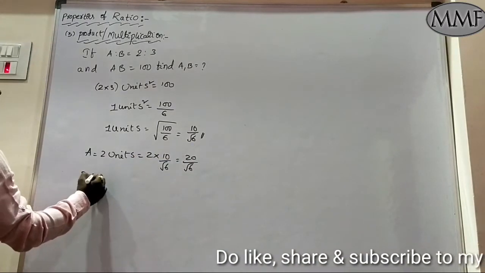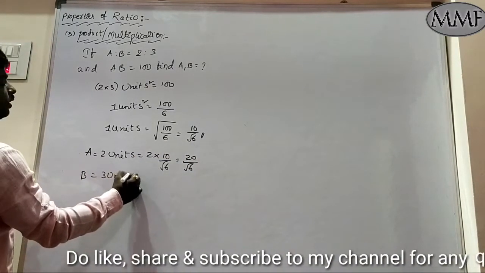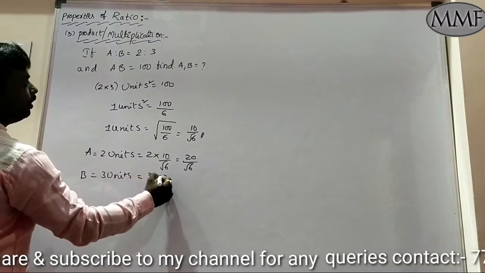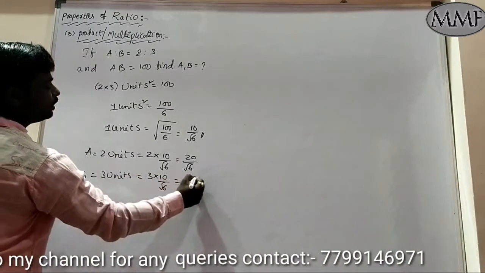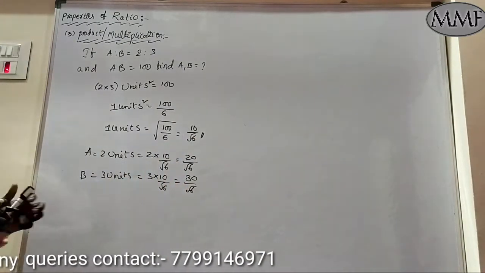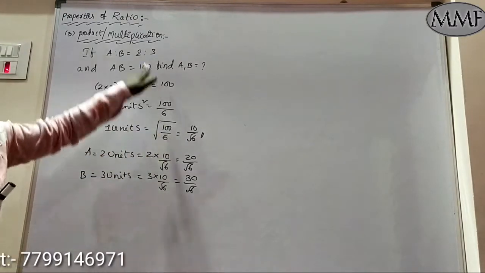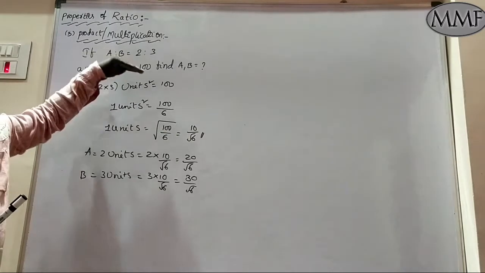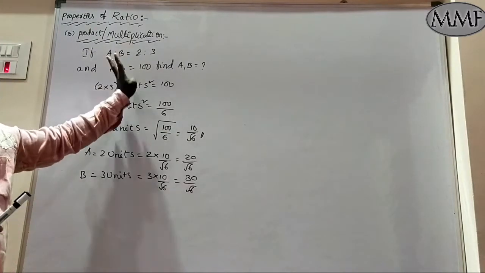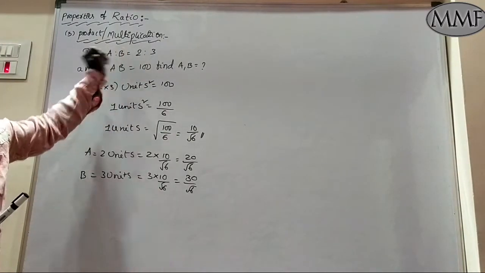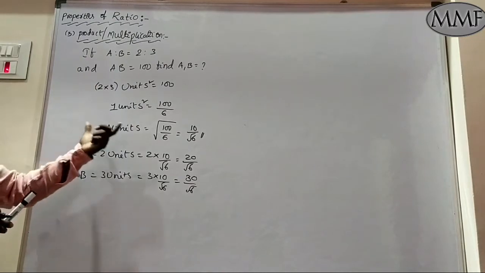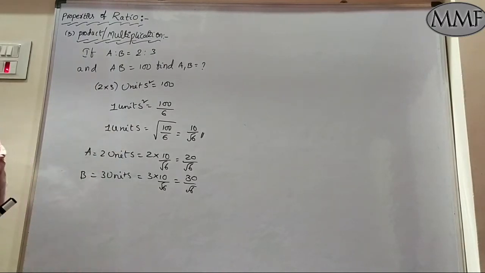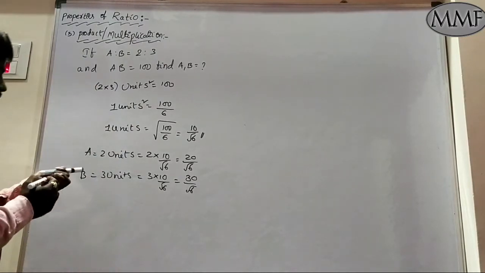What about B? B is 3 units. You can find 3 into 10 by root 6. Nothing but 30 by root 6. Again the ratio will not change. Clear? You will get again 2:3. So any ratio, if he is given any ratio, means they are not the real numbers, they disguise the original numbers. Clear? So these all are properties of ratios. Then next we will see proportionality.